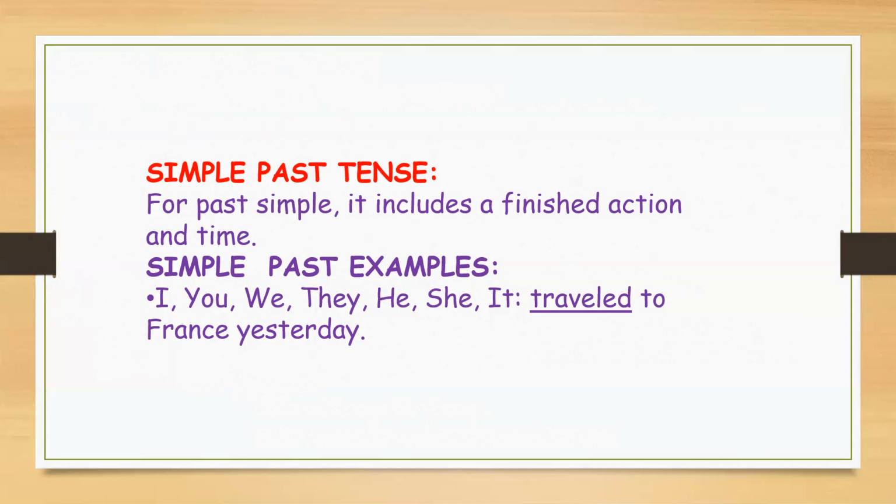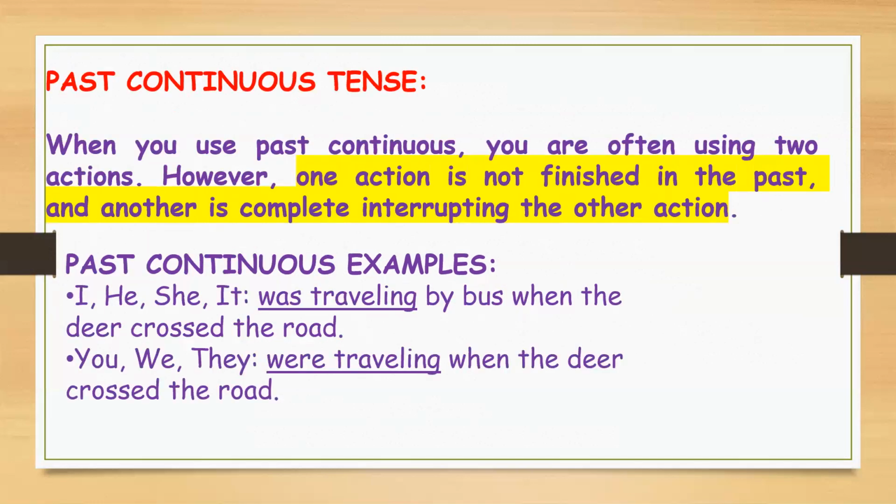So she cut the cake yesterday. She finished her homework. So that means past tense. That is simple past tense. Then coming to past continuous. One action is not finished in the past and another is complete, interrupting the other action. For example, she was traveling by bus when the deer crossed the road.